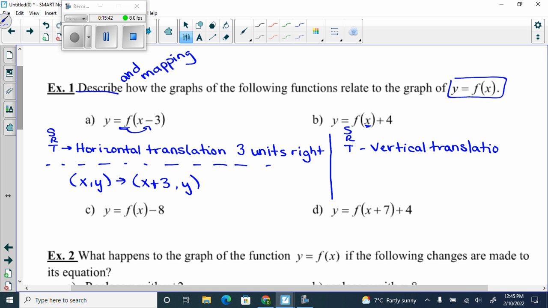4 units up. How do I move my mapping? How do I move a coordinate if I want to take it and move it 4 up? X and then y plus 4.